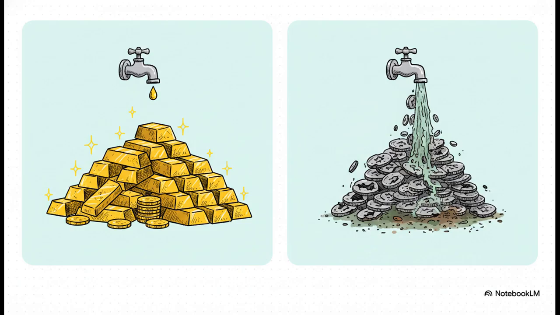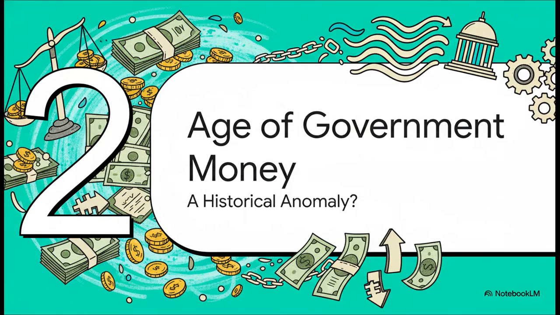So that new supply, the flow, is always a tiny, tiny fraction of the total stock, usually around 1.5% a year. This gives it the highest stock-to-flow ratio of any commodity, which, according to the book, made it the ultimate hard money. For thousands of years, the free market pretty much settled on gold.